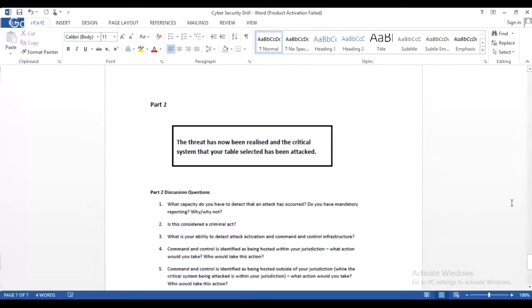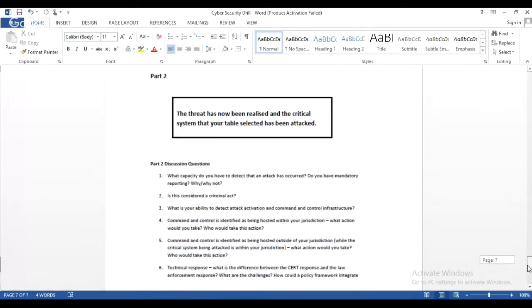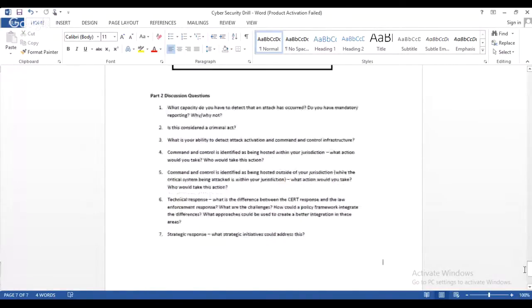Yes, Malik. Fifth question. Yeah, the question is: command and control is identified as being hosted outside of your jurisdiction. What action would you take? Who would take this action? So the answer is the action has to be taken by the authorities of the command and control, because the protection mechanism has to be managed by them while the process must take the action regarding the matter.